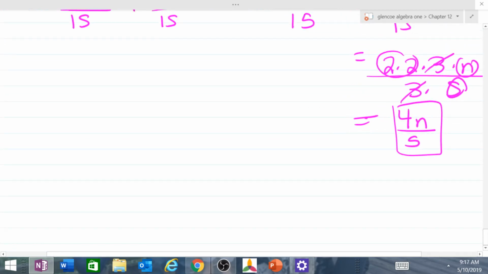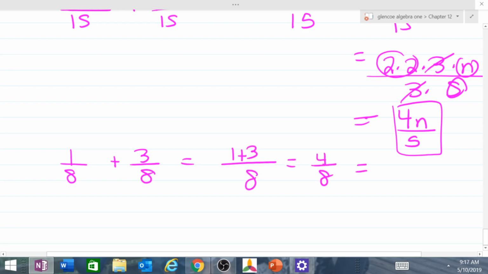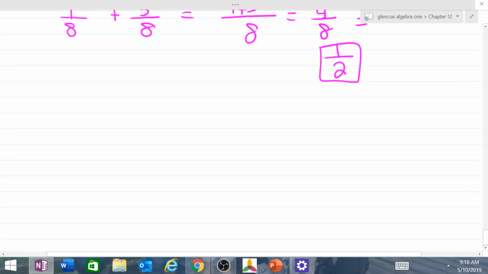Let's try another one. Let's do an easy one here. 1/8 plus 3/8. My denominator is 8. My numerator is 1 plus 3, or 4 over 8, which we all know reduces to 1/2. So guys, you have to reduce. Okay, we have to reduce.